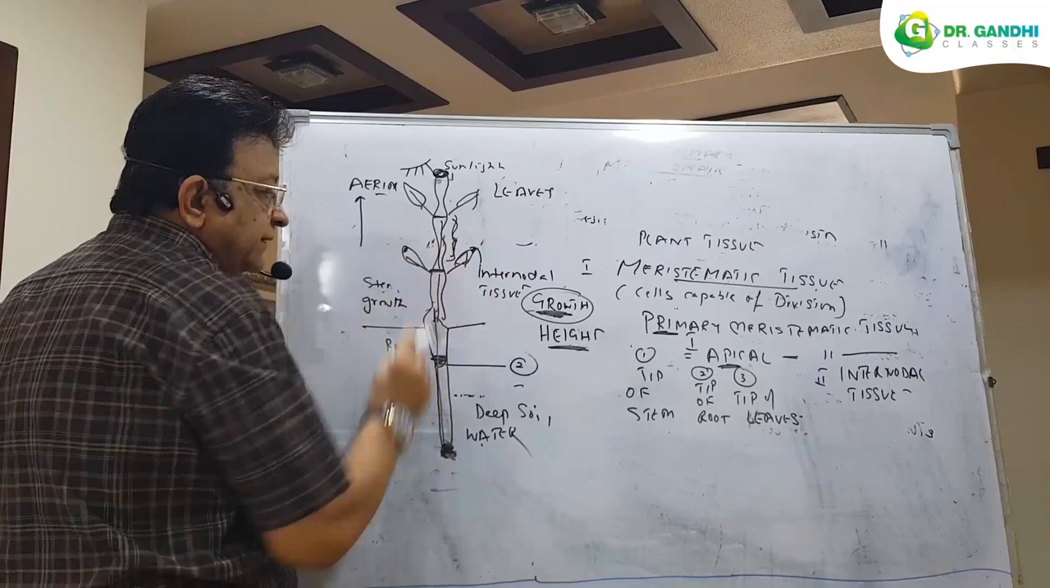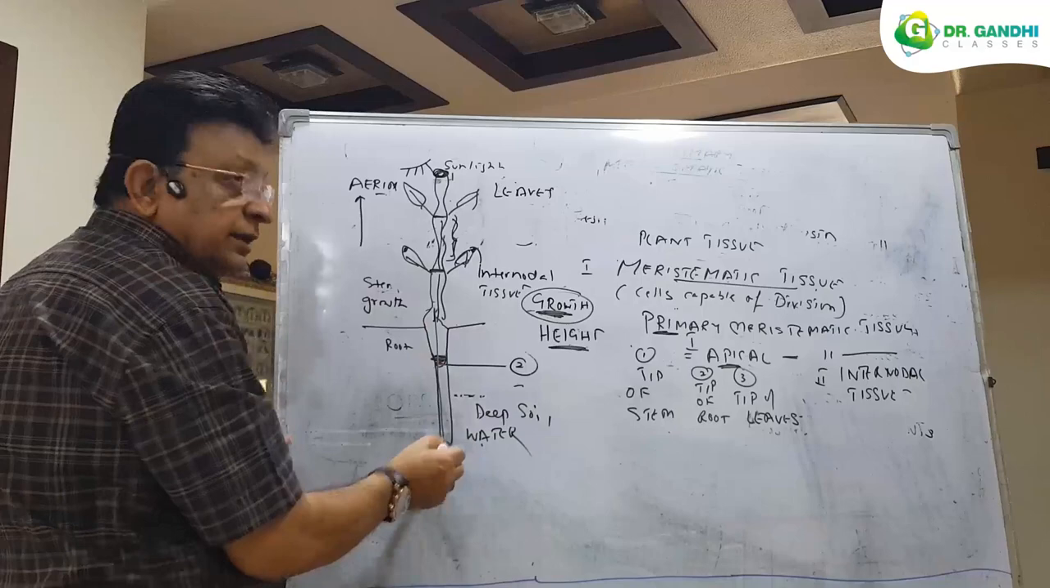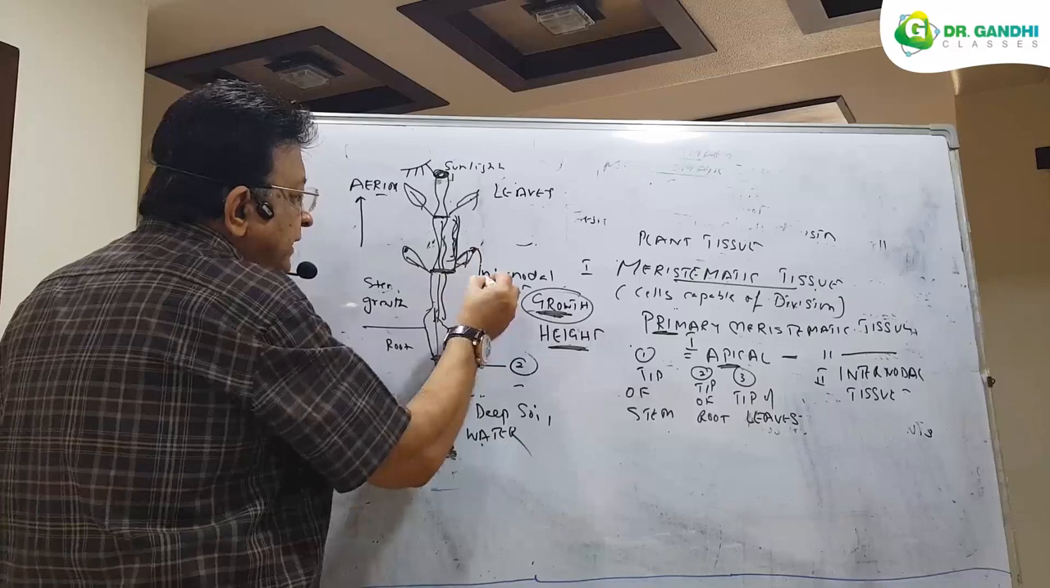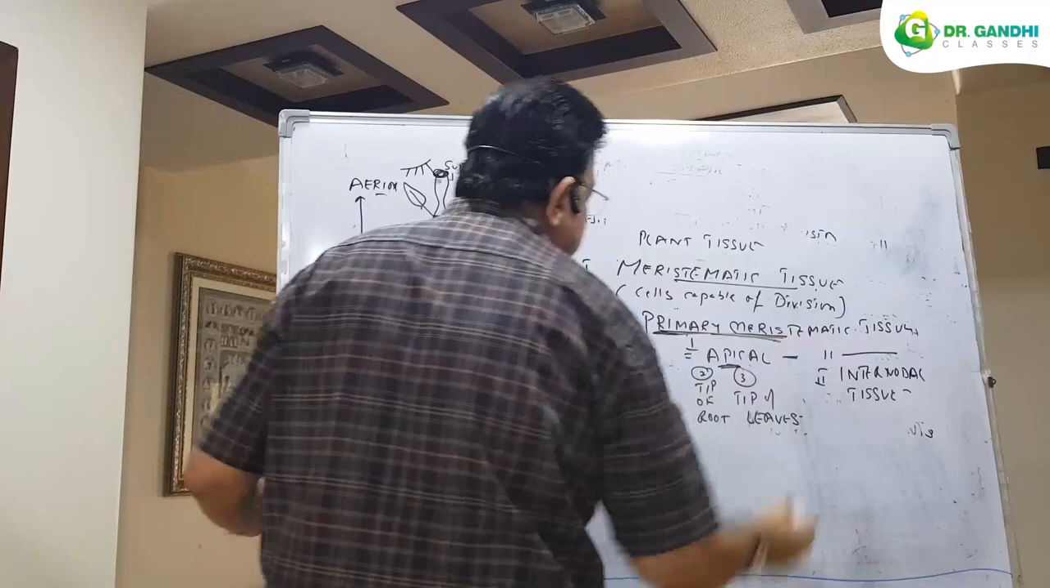These are some examples. Now that the leaves have grown, the plant has become aerial, the soil has gone deep into the soil, you have to also increase the area between the nodes. The node is from where the leaf branches arise. And on the branches you have leaves, therefore internodal tissue. This then is the primary meristematic tissue.